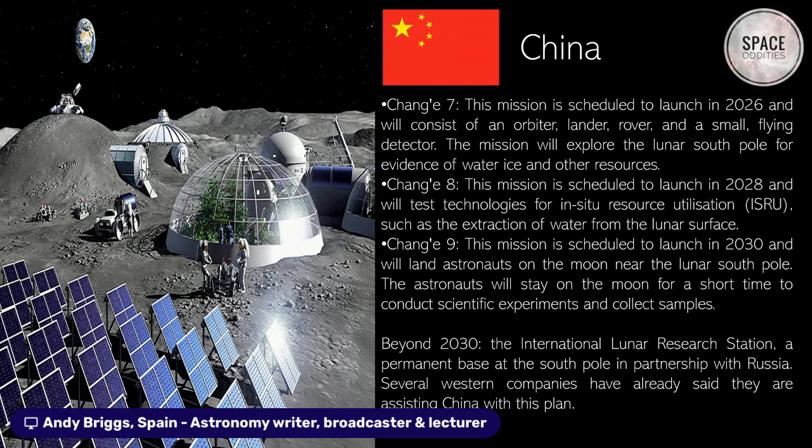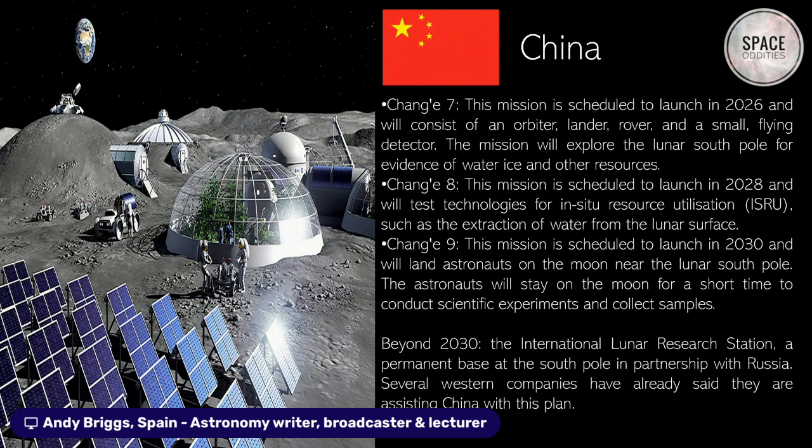Chang'e 8 in 2028. This is going to actually try to extract water from the lunar surface using what's called, and it's a whole acronym, ISRU, which stands for In Situ Resource Utilization. Why can't they just say mining, for God's sake? Because that's what it is. Chang'e 9 in 2030, and they're going to land astronauts. China's going to land astronauts on the moon near the lunar South Pole.